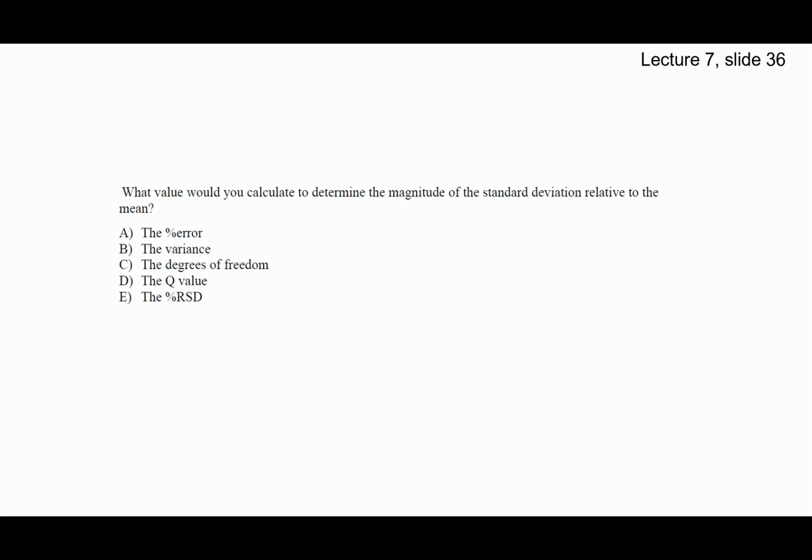Okay. What value would you calculate to determine the magnitude of the standard deviation relative to the mean? Well, we want to compare a standard deviation to our mean, and what do we have that does that? That's pretty simple: standard deviation divided by our average times 100 equals our percent RSD. So that is our comparison, our standard deviation relative to our average. And of course, it also applies to the population statistics as well. So percent RSD.